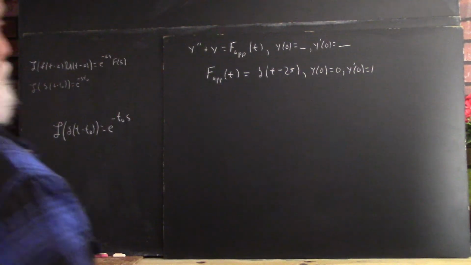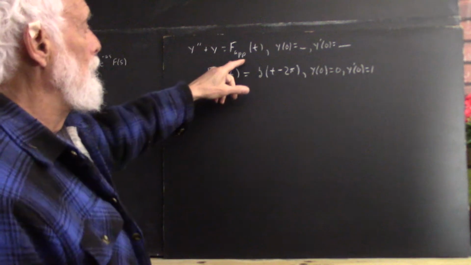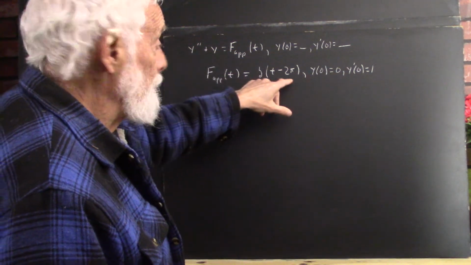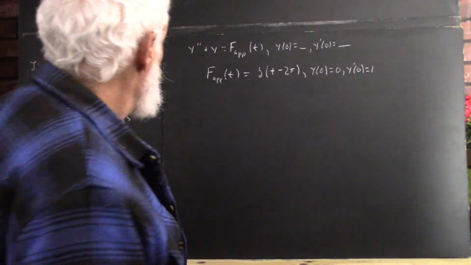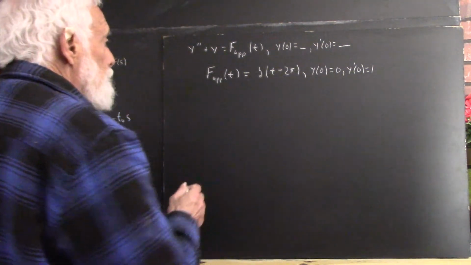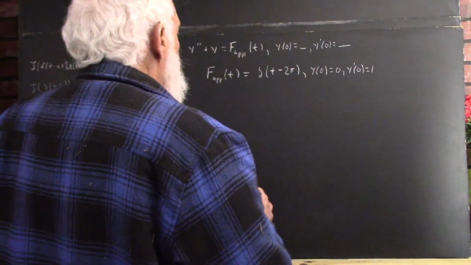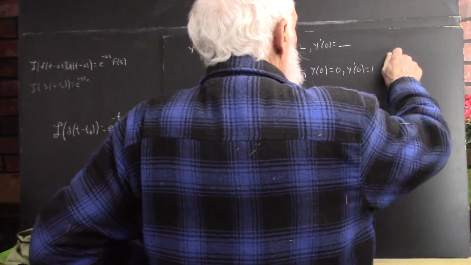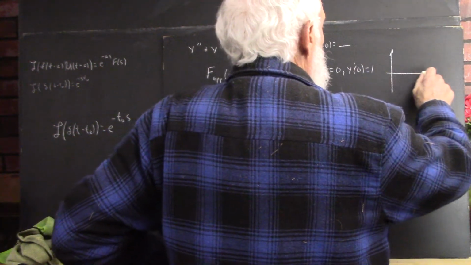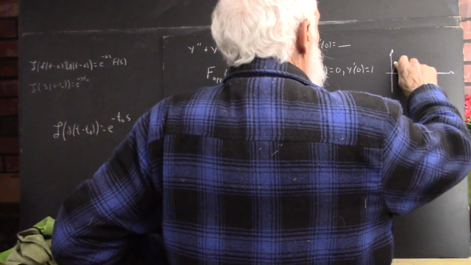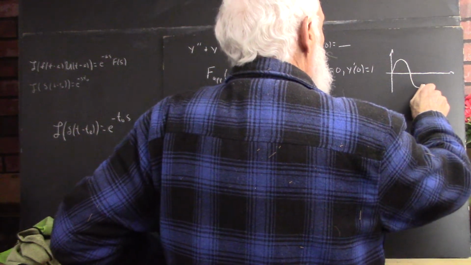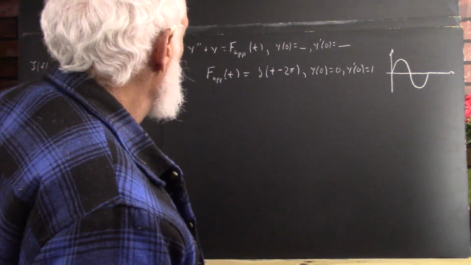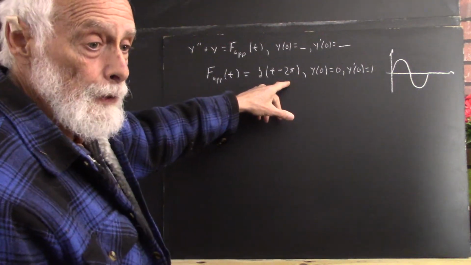Okay, now let's take a situation where we do have a non-zero applied force. A unit impulse at time 2 pi. In this case, up to 2 pi, the unit impulse hasn't been applied, so we know that this thing is going to follow a sine curve. And then we apply a unit impulse at this instant.